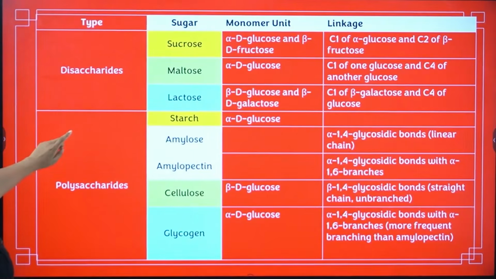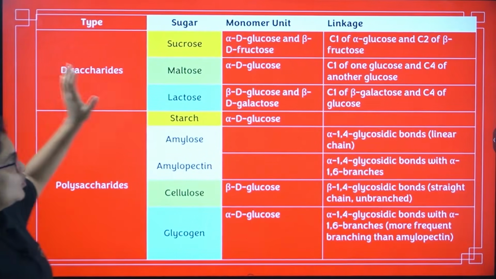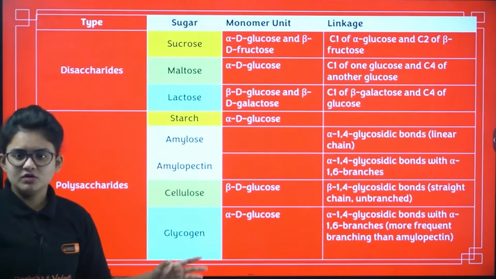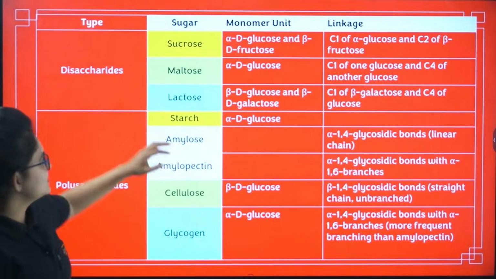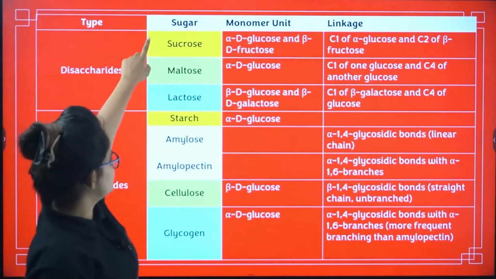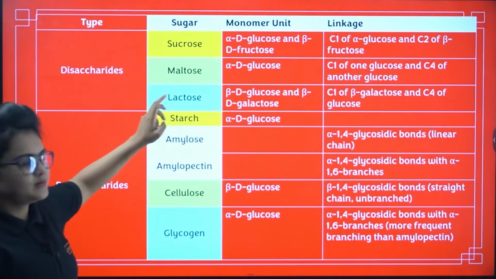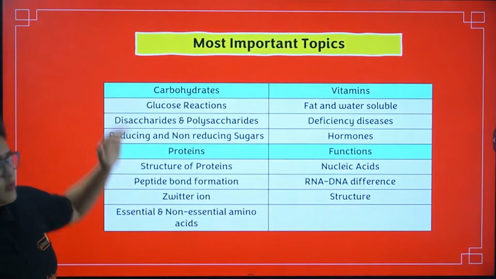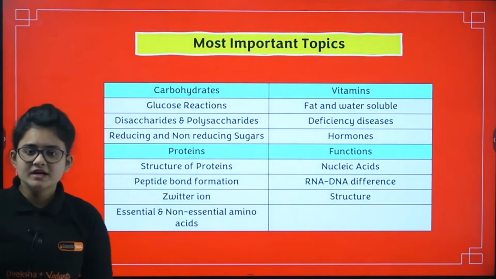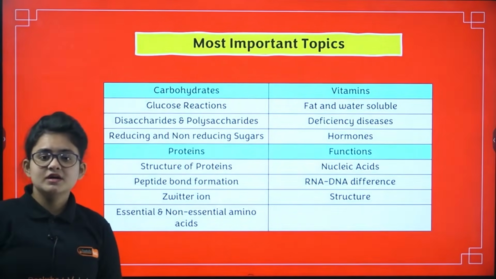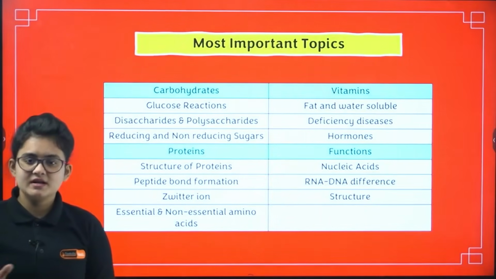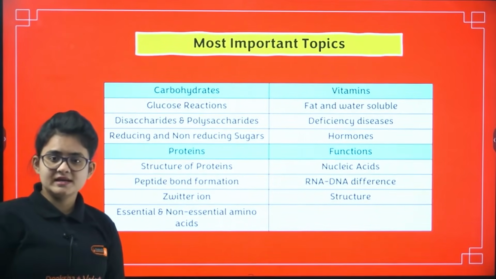Here you can see different types of disaccharides and polysaccharides, their monomer units and their linkages. You can just go through them. It will be helpful sometimes, like for starch, lactose, maltose, sucrose. This is important. That's it actually. What you have to remember in carbohydrates are the different reactions of glucose, disaccharides and polysaccharides, and reducing and non-reducing sugars.